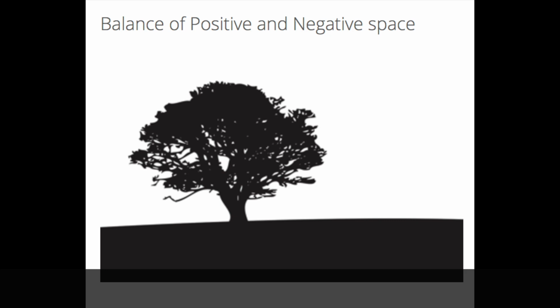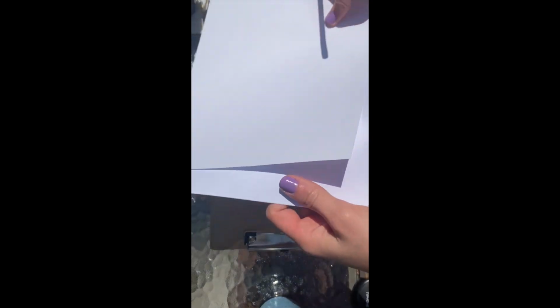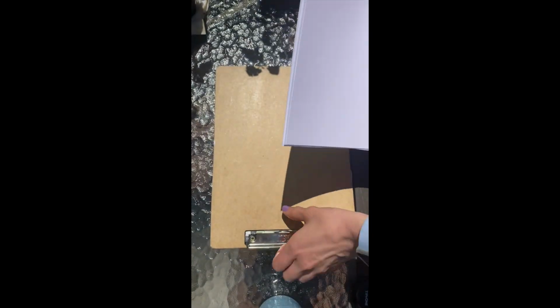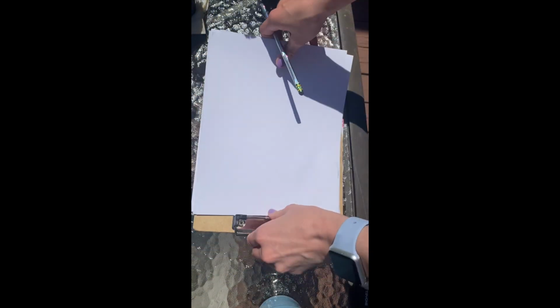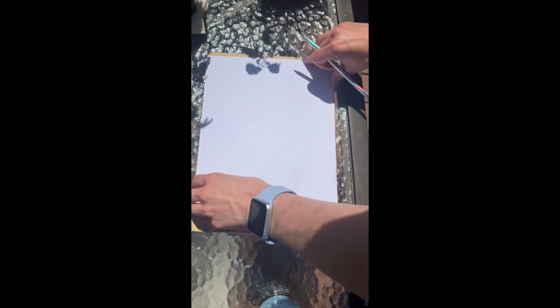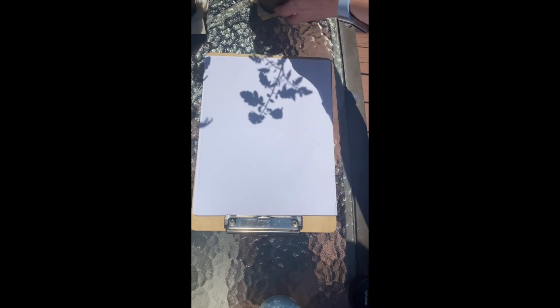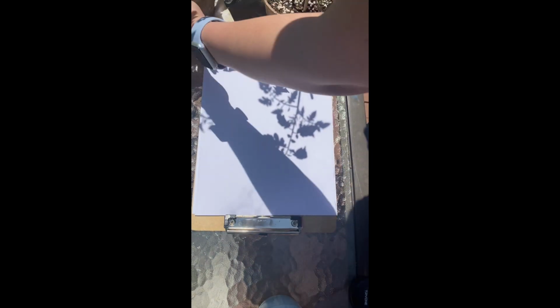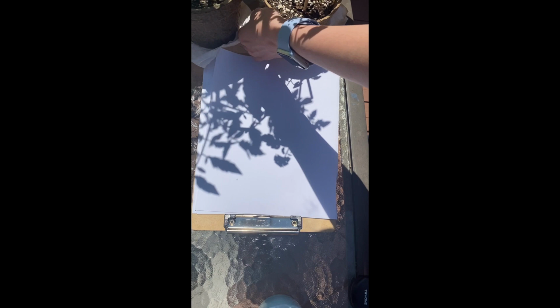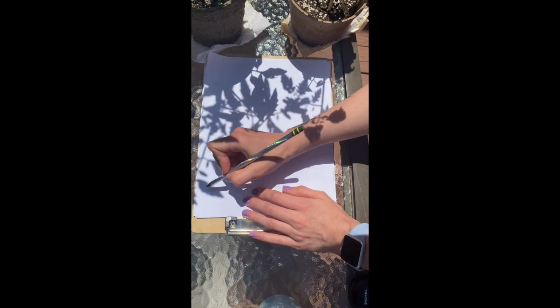So for this project, you're going to be creating your own positive and negative space artwork. What you're going to need is paper, pencil, and something hard to write on if you're going outside. So for my first example, I'm going to be using the tomato plants in my backyard to create my drawing. Now with the pictures that we saw, we want to try to get a balance between the positive and negative space, so you don't want to cover your whole paper with a shadow.